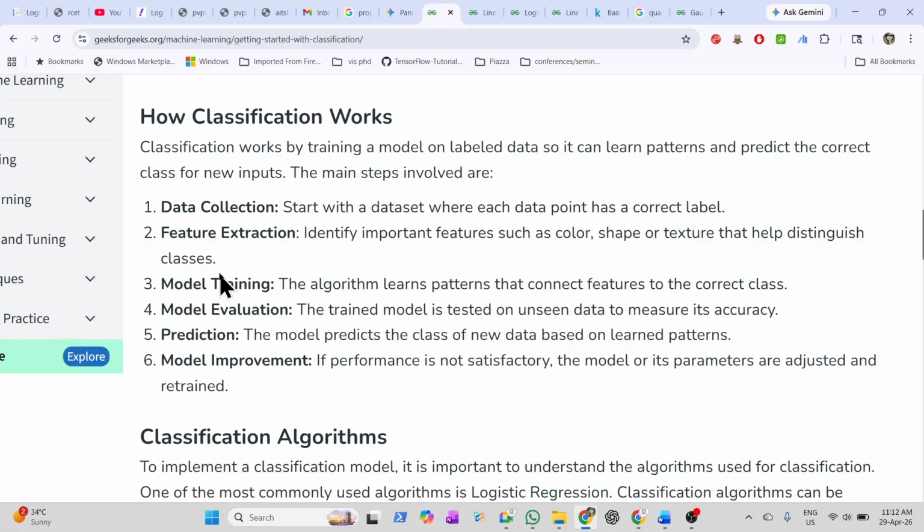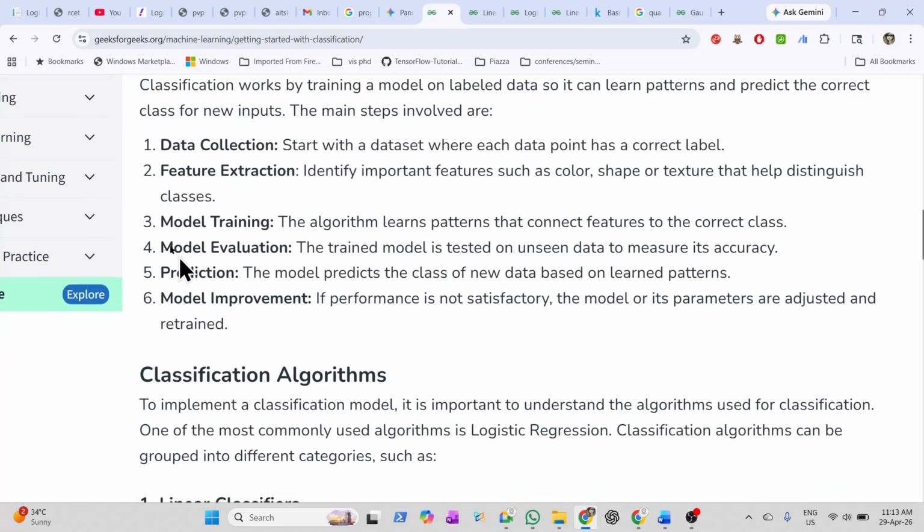In model training, the algorithm learns patterns that connect features to a correct class, and model evaluation is to test the model on unseen data to measure its accuracy. Prediction is to provide a new data point, and actually they both are the same. Model evaluation, in order to evaluate a model you do prediction.